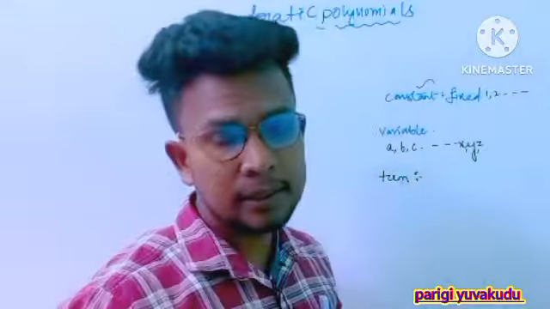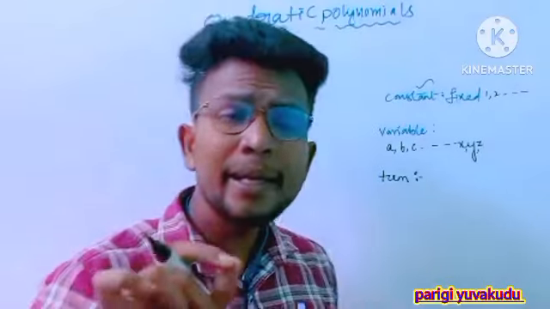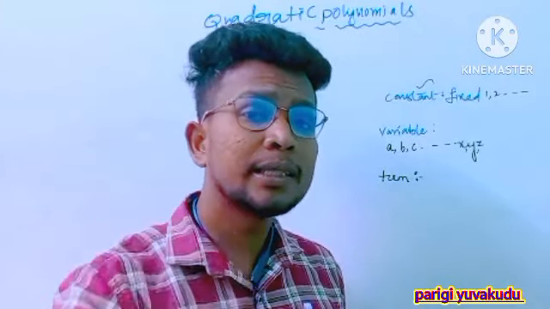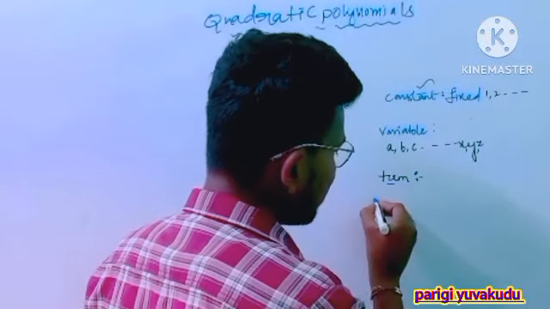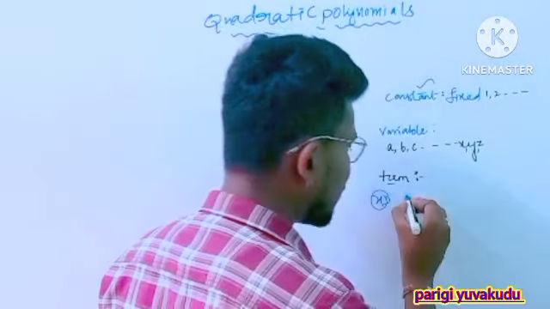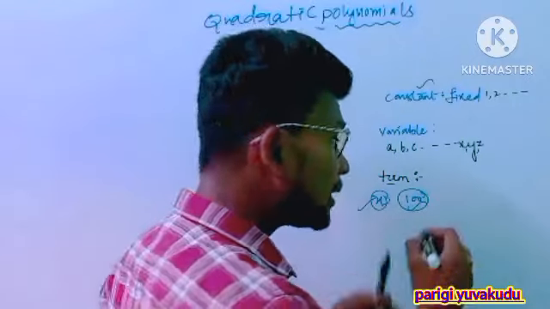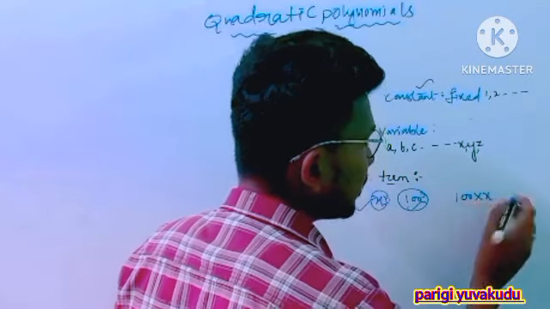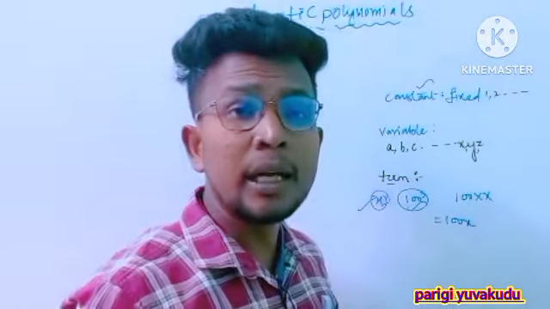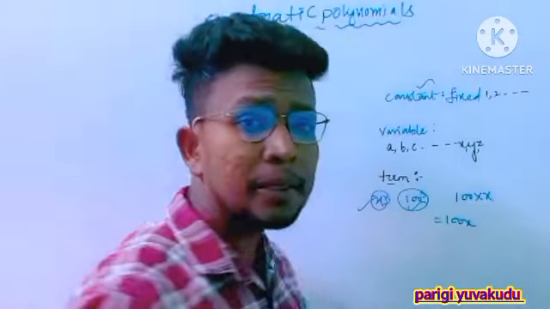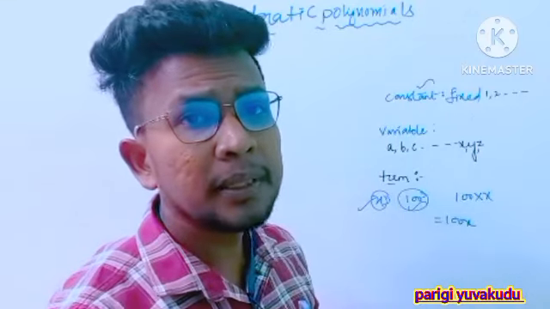Now what is meant by term? A term is nothing but a constant alone, or a variable alone, or a combination of variables and constants by their operation of multiplication and division. x is one term, 100 is also a term. This is a variable term, this is a constant term. An algebraic expression made up of variables and constants by their operation of addition and subtraction is nothing but an algebraic expression.